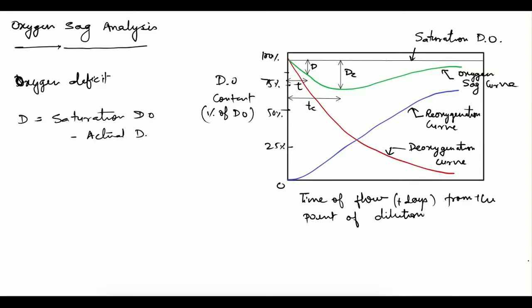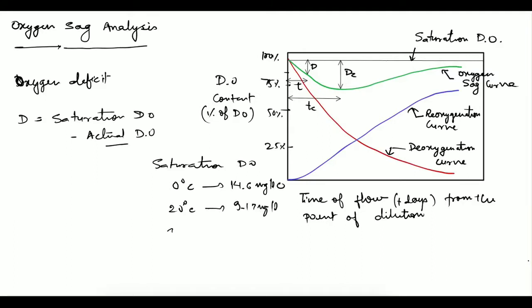What is the saturation DO in that stream, and what is the actual DO which is present? This saturation DO depends upon the temperature. If the temperature is 0 degrees Celsius, then saturation DO is maximum, that is 14.6 milligrams per liter. If it is 20 degrees Celsius, it is 9.17 milligrams per liter, and if it is 30 degrees Celsius, it is 7.63 milligrams per liter. Obviously the saturation DO decreases with increase in the temperature. So the saturation DO will depend upon the temperature of the stream, and the difference between saturation DO and actual DO is your oxygen deficit.